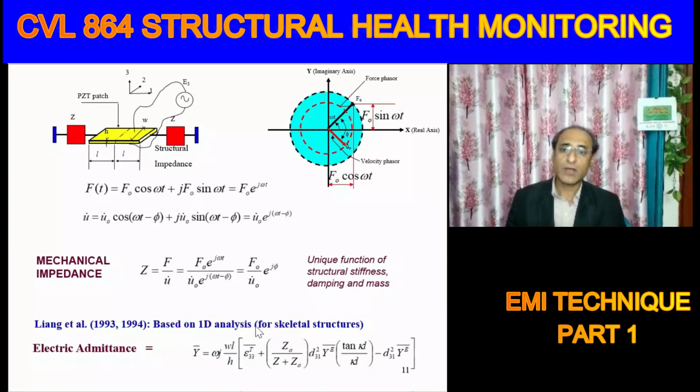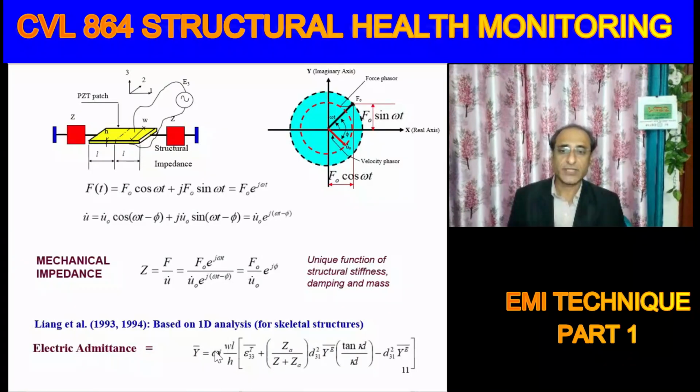So now this equation was derived by a researcher named Liang at Virginia Tech, for the 1D case. If we assume the piezo patch to be a 1D structure, just like a rod undergoing vibrations and bonded on a structure, then the electrical admittance will be given by this kind of equation. We'll go into detail on what the various terms of the equation suggest.